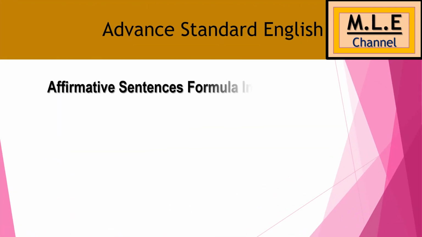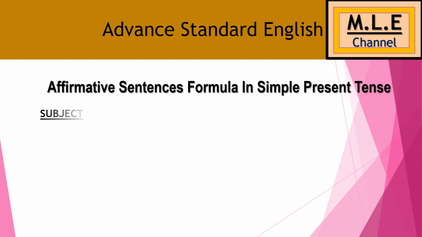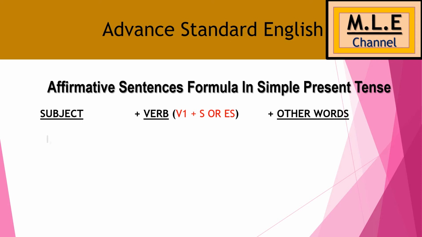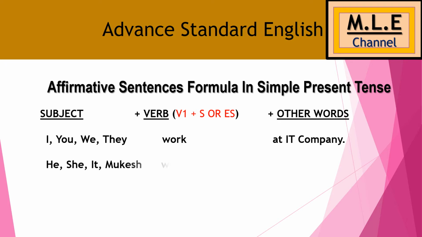Affirmative sentences formula in simple present tense. Subject plus verb first form plus s or es plus other words. I, you, we, they, subject, verb work first form plus other words, at IT company. He, she, it, Mukesh, works. We use s here, at IT company.